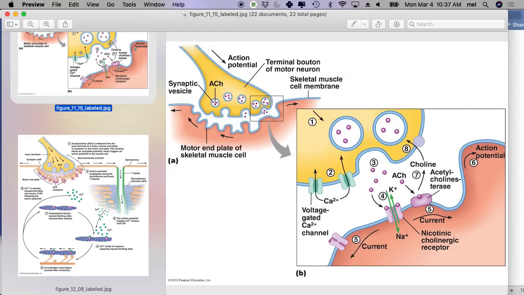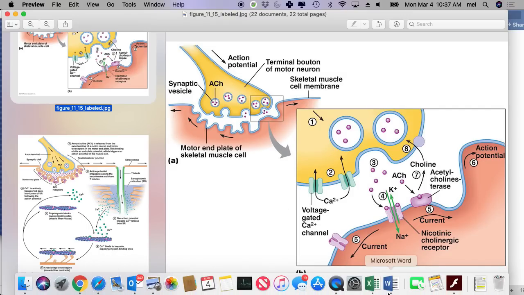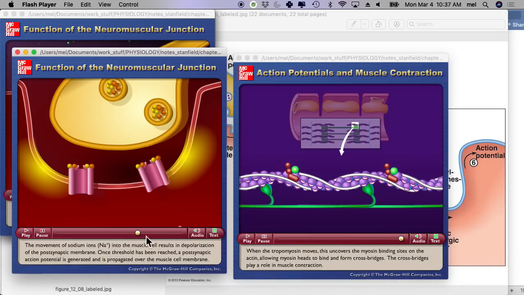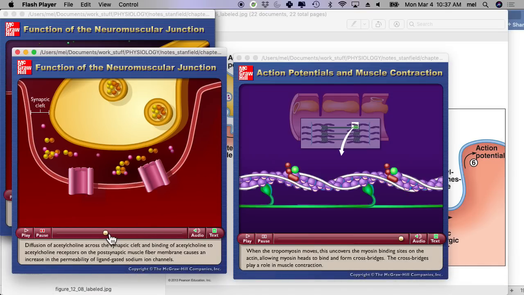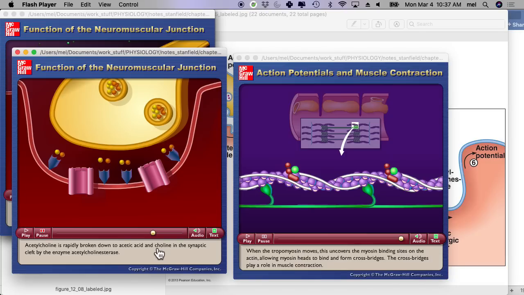Acetylcholine esterase. Okay, so let's look. We saw that in this figure. Well, we didn't actually see it because I didn't play it for you yet. So now I caused my action potential, and now I'm done, right? Now I have to use this enzyme called acetylcholine esterase. What it does is it breaks acetylcholine up into acetic acid and choline, and it reuptakes the valuable one, which is choline, a B vitamin derivative, so that it can use it again to make more acetylcholine, right?